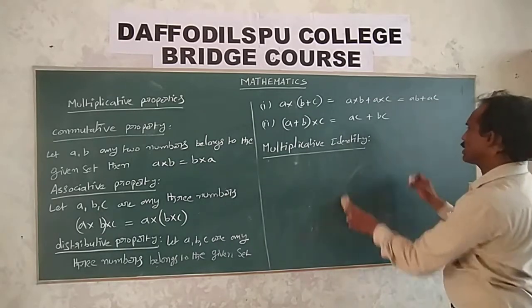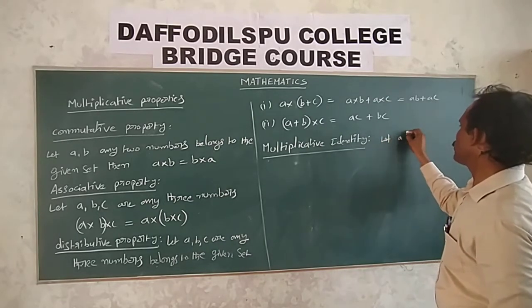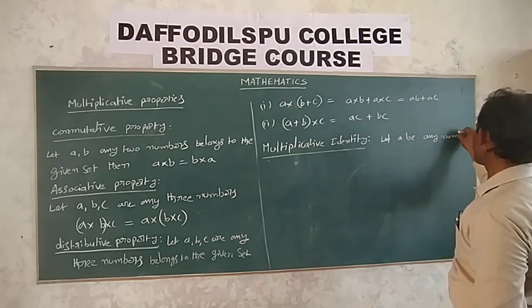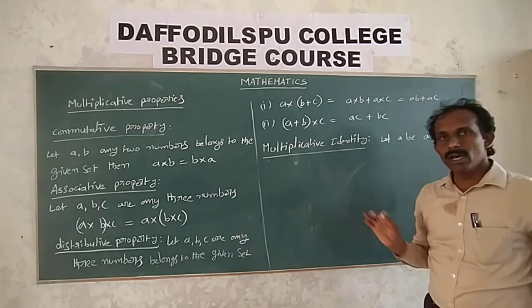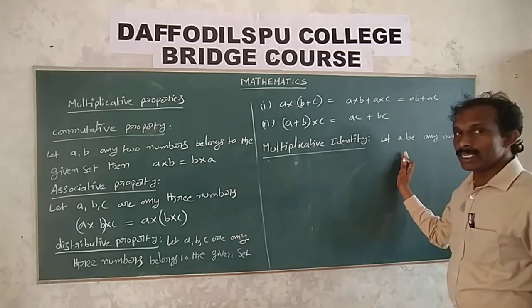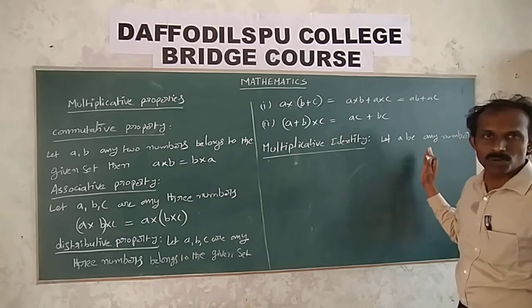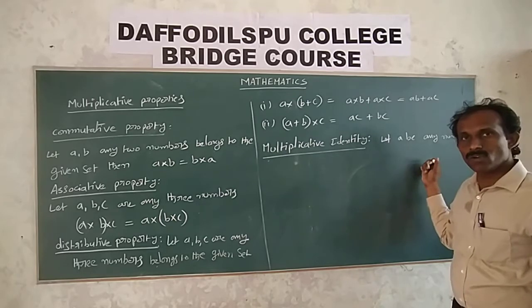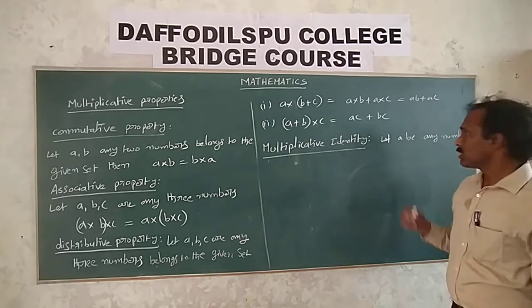Like that, let a be any number that belongs to the given set. So what is this? a plus 0, the additive identity, a plus 0 is equal to 0 plus a is equal to a. The resultant answer is that number only.